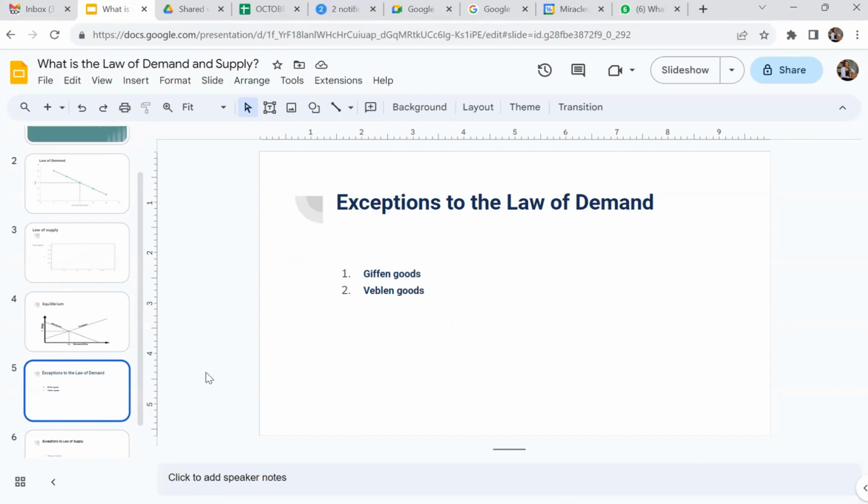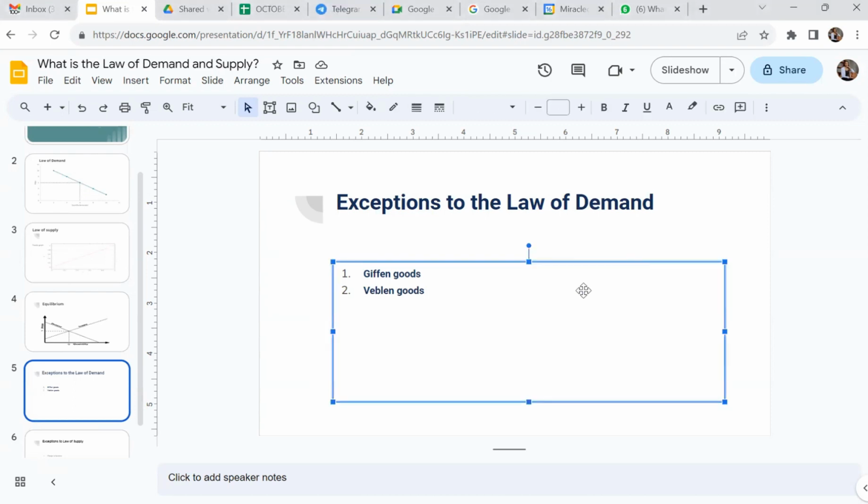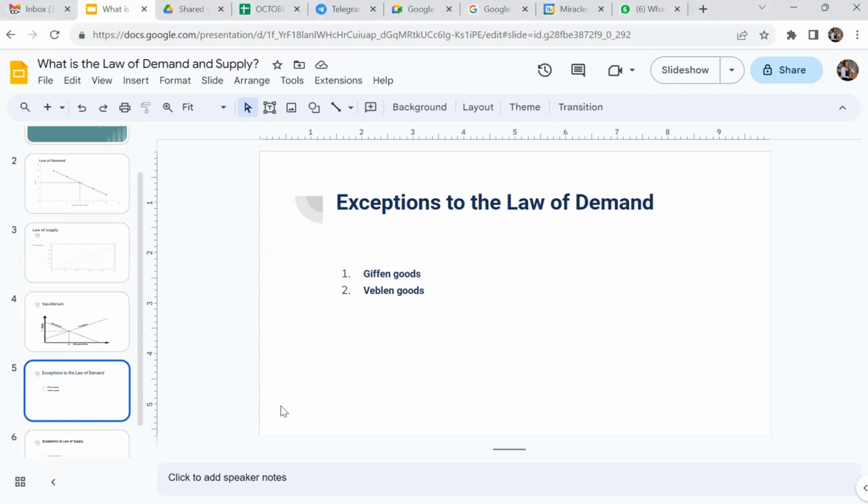The first is the gifting good. The second one is Veblen or luxury goods. So the other goods are actually the Veblen goods or the luxury goods. If you want to buy a Mercedes, you don't care how much the price is, because it's actually a luxury. If the price of diamond goes high, even if you can't afford it, you can accept the price.